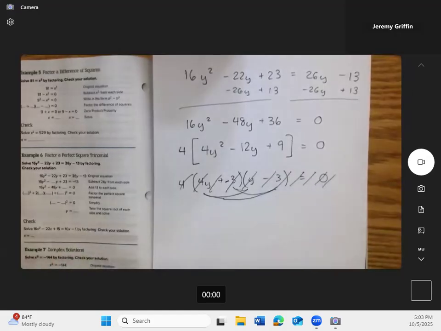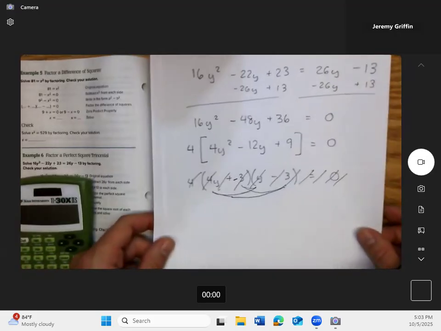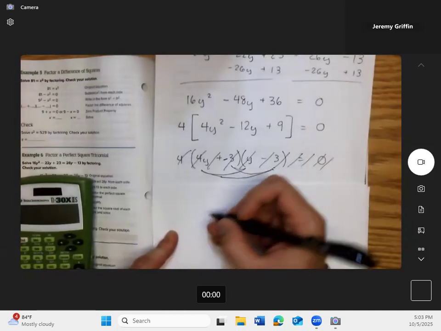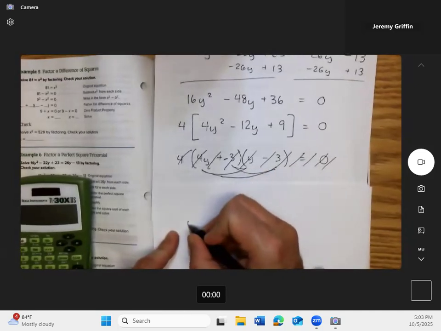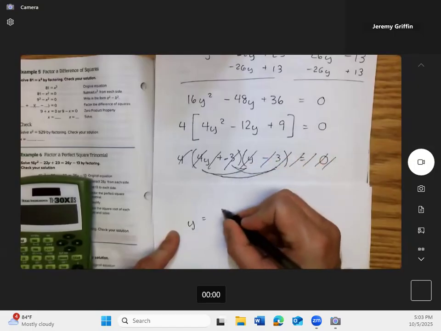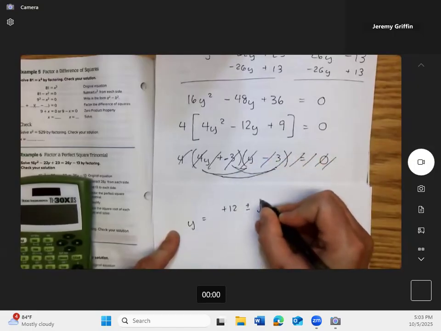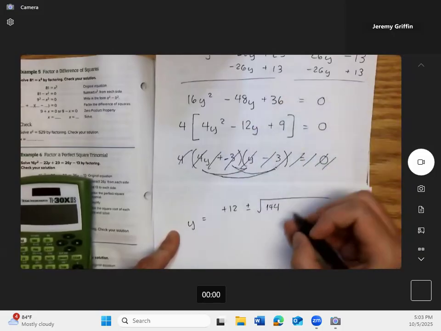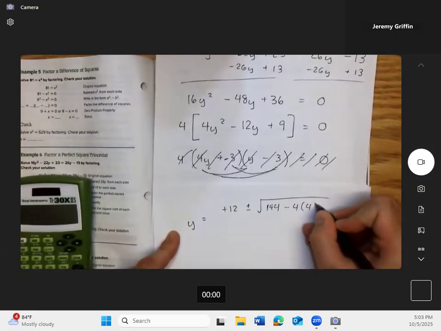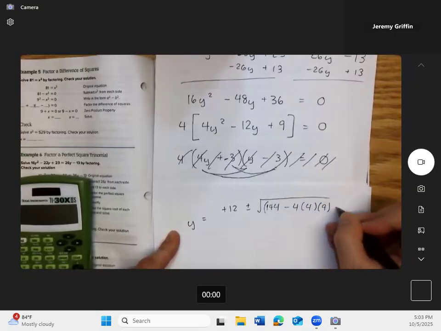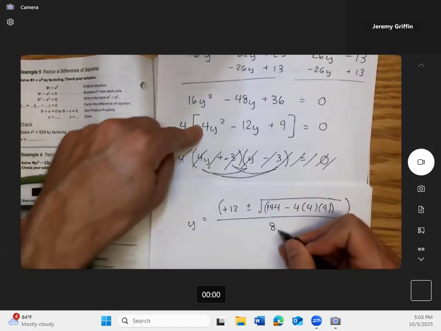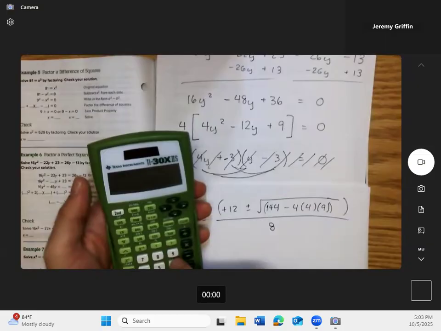Right. So let's see. You could sit here and play guess and check games all day, right? Or you could run to the quadratic formula and let it tell you right away what the answers are. So I'm going to do that. Use an alternate method right here. So I know y equals negative b, which is positive 12, plus or minus the square root of b squared, which is 144. The negative goes away anyway, minus 4ac, and this is all divided by 2a. 2 times 4 is 8.